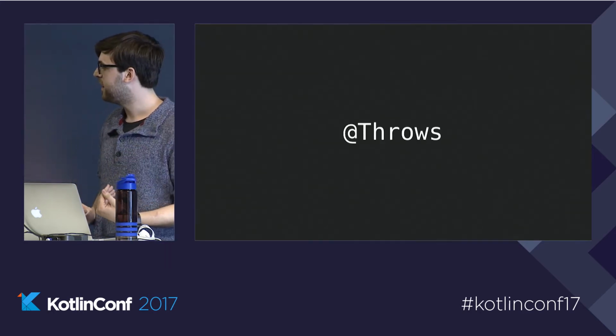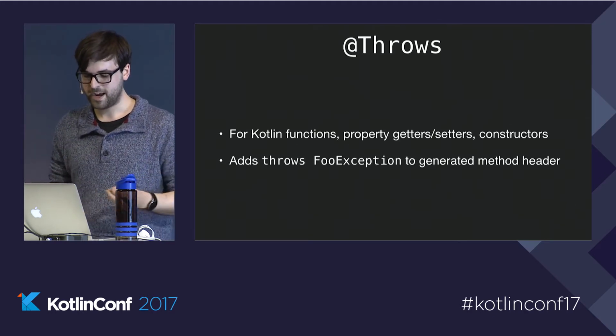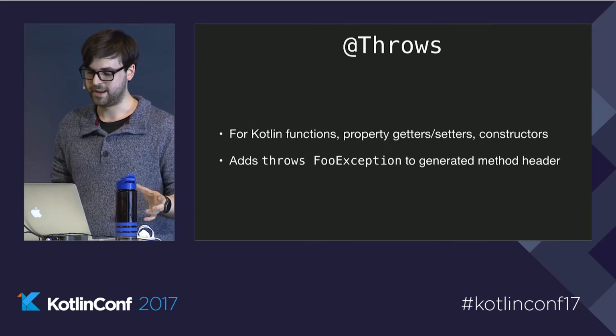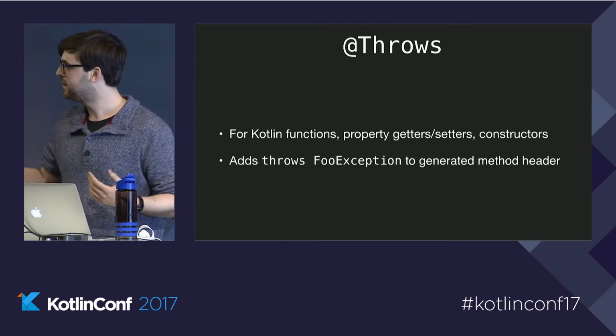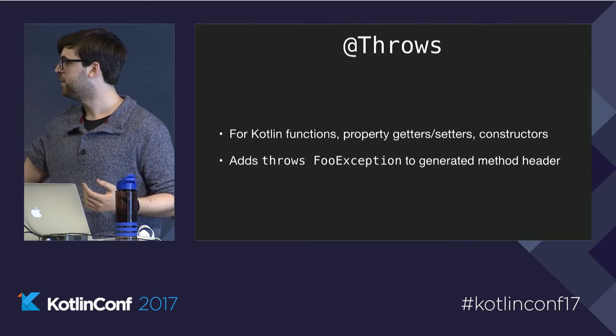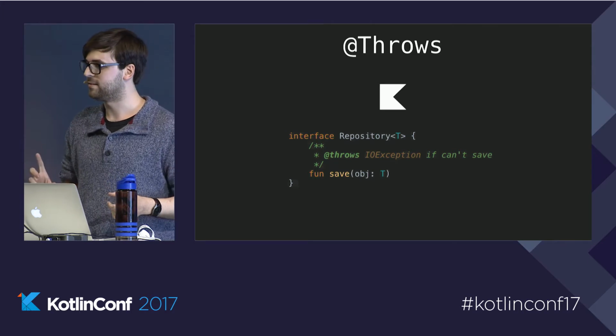So throws is an annotation you put on a function, a property getter or setter, or a constructor, and it adds throws foo exception to your method header. So what does this mean, and why do we need it? Let's say we have this nice Kotlin interface. It's a repository interface with one function to save. You override this, and you define how you're going to save this object.